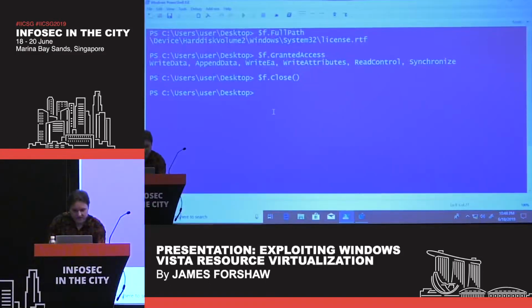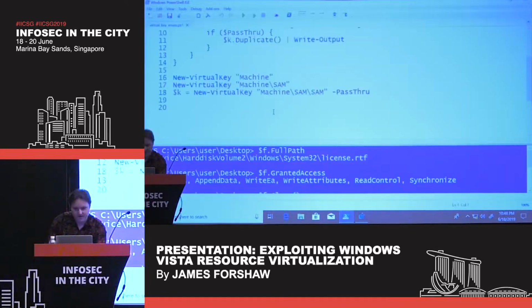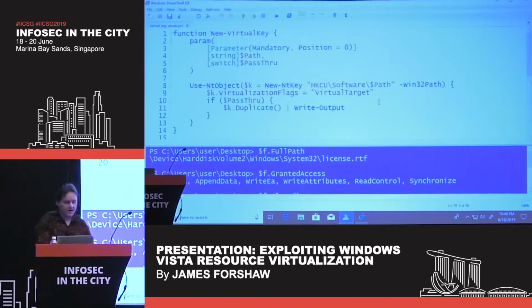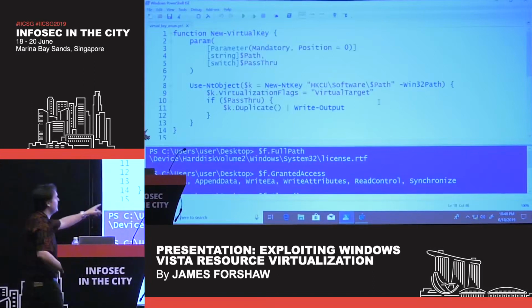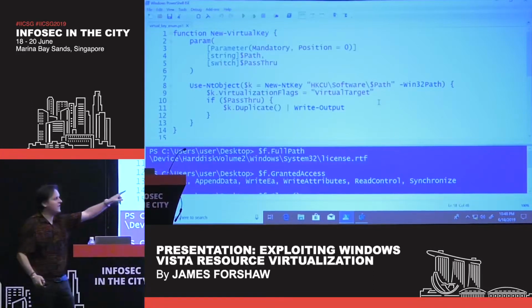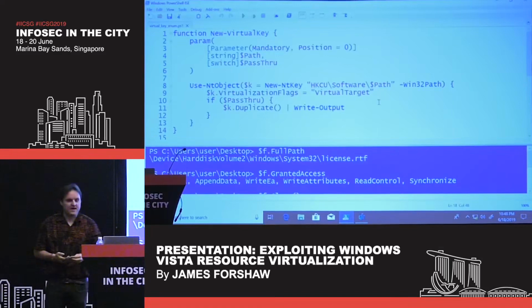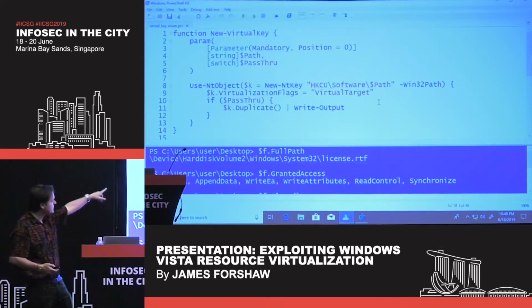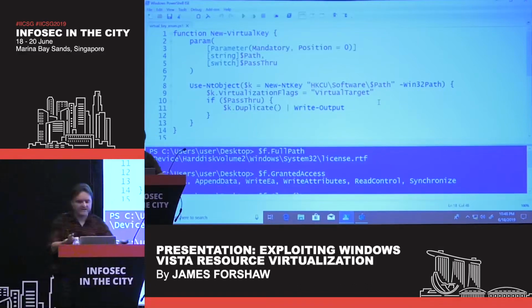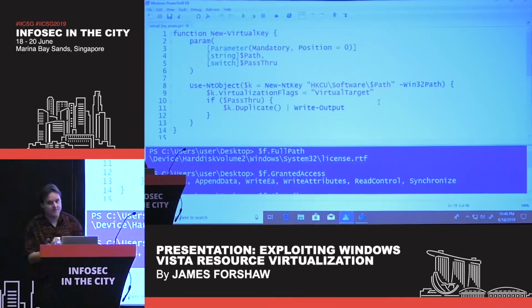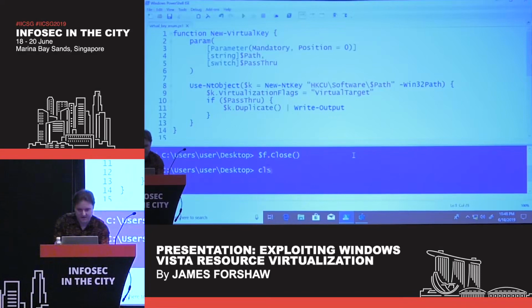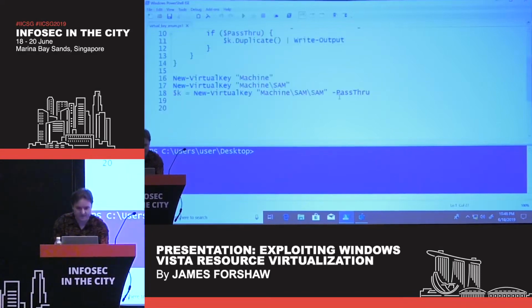So I have a very, very simple application here. So it's creating this virtual store key. If you give it a path, it will create a virtual store key. And then, of course, it will set this virtualization flag for you. And, of course, this is running a version of Windows which hasn't been patched. Otherwise, it wouldn't work, because it should now be patched.